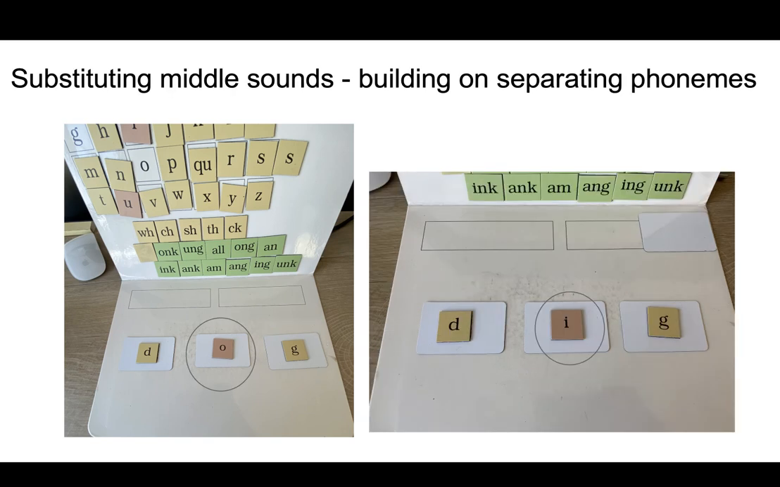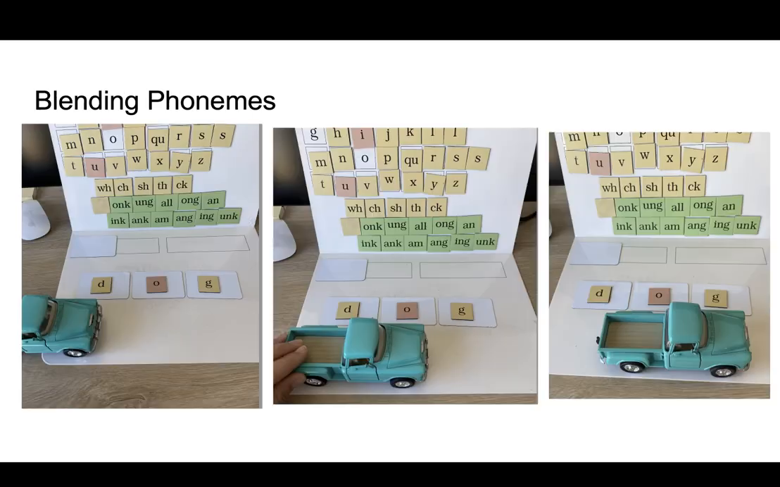Here is another example, only now substituting the middle sound from dog to dig. Another strategy to support students in blending phonemes is by using a fun item like a car or a ball to help them blend.